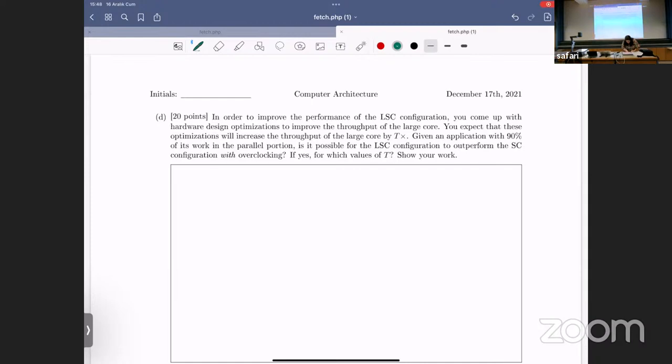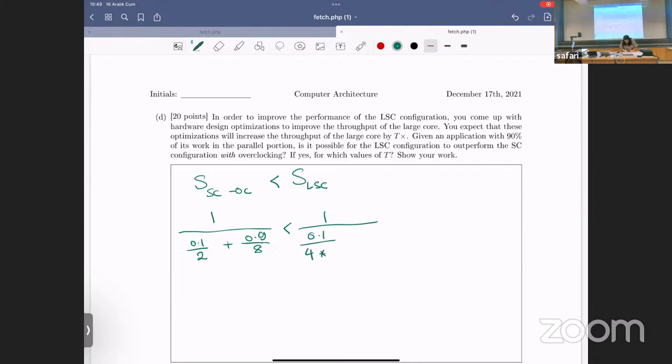So we want the speedup for SC with overclocking to be smaller than the speedup of the LSC configuration, right? Here, that means we would have 1 over 10, so here we have 1/10 of it is 2 times here, divided by 8, right? This should be smaller than 1. We had already 4 times faster, then we multiply it by T plus 0.9. This part does not become faster.